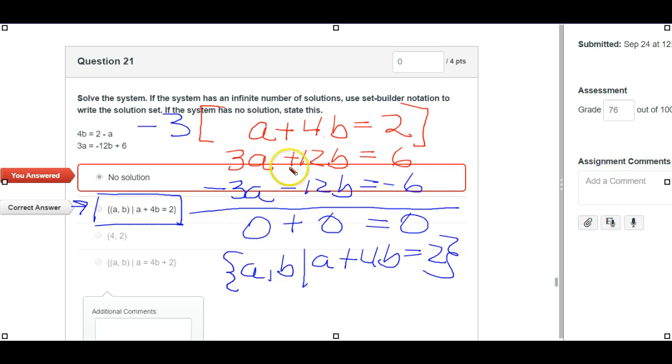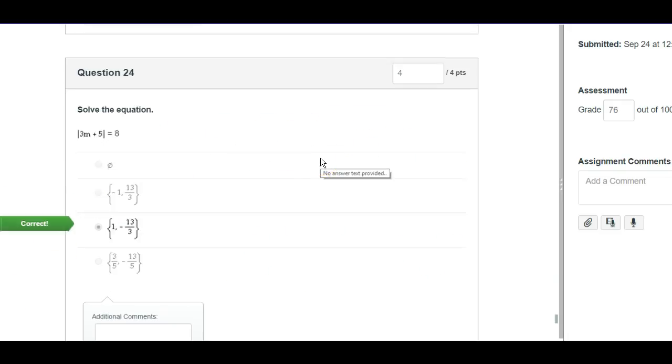Now, if you did this and it worked out that this side was 0 and this side was 8 or not the same number, then it would be no solution. But the way it is here, these are the same equations. The lines would be right on top of each other. Okay, well, that was the last one, and we kept it to just under 10 minutes.